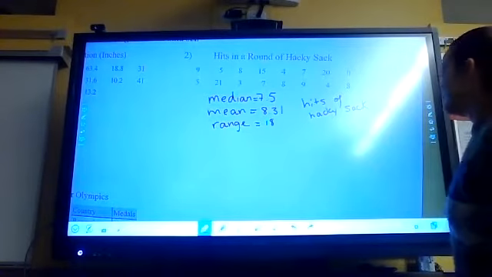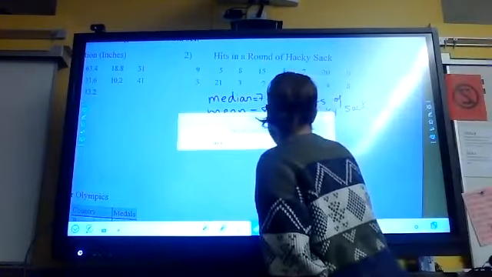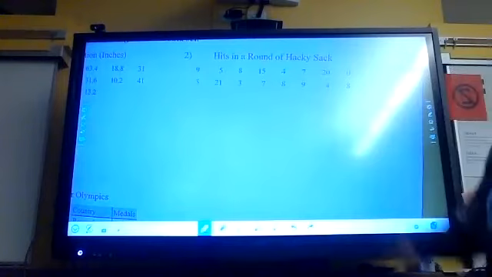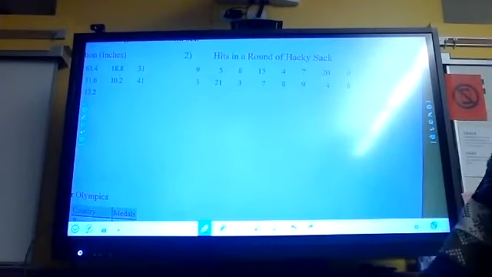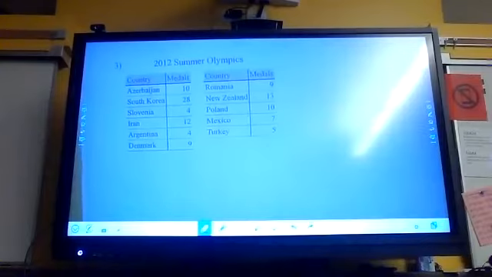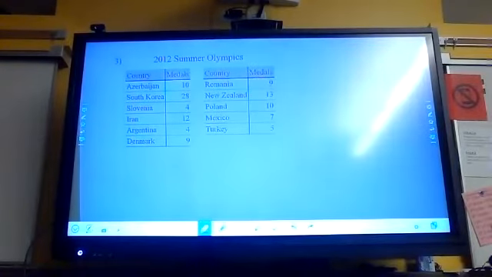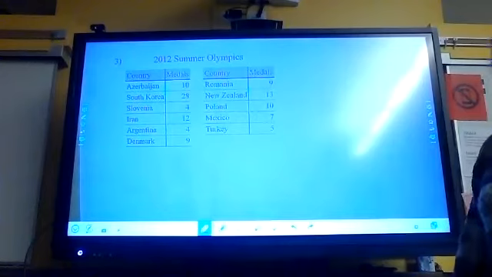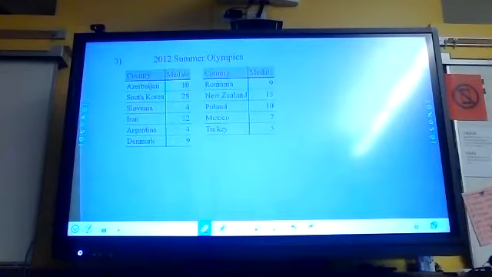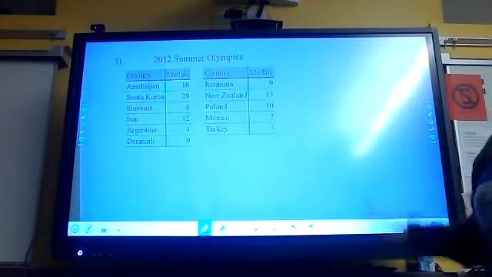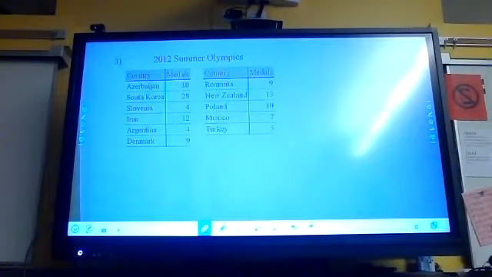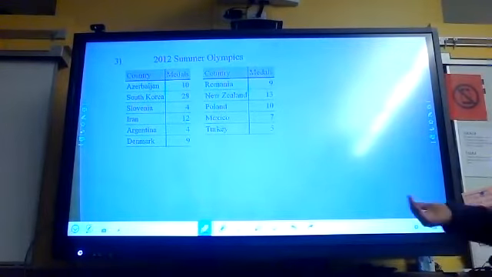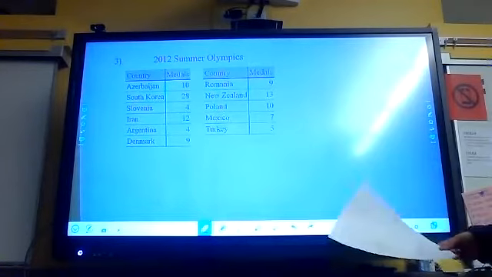Okay. All right. But here's the thing about data. Sometimes data is not presented to us as a list of numbers. So you have to be able to handle data presented to you in any way. It's kind of like our sequences. A sequence could be a list of numbers. A sequence could be a table. A sequence could be a graph. A sequence could be a story problem. It's the same thing with data. It doesn't matter how it is written. You have to figure out how to find the mean, the median, and the range.